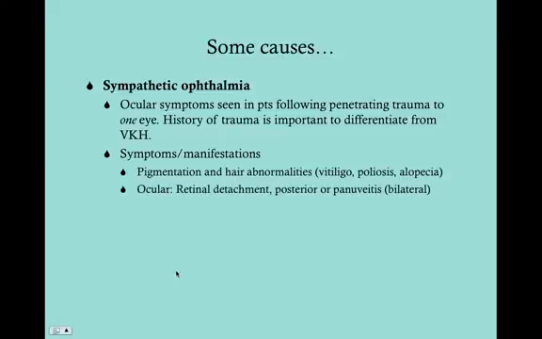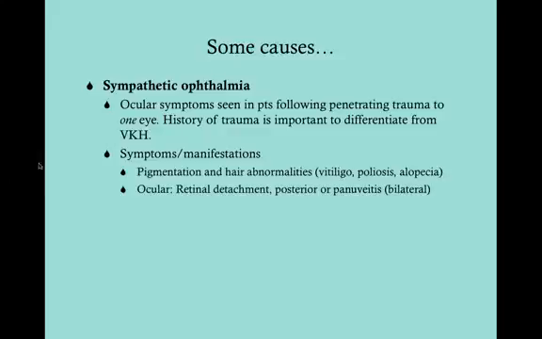And then sympathetic ophthalmia is an interesting disease. So what this is, you get trauma, penetrating trauma to one eye. So let's say you got stuck with a pencil in one eye, and then 5, 6, 20 years down the road, you start to develop blindness in both eyes. You start to develop panuveitis in both eyes.